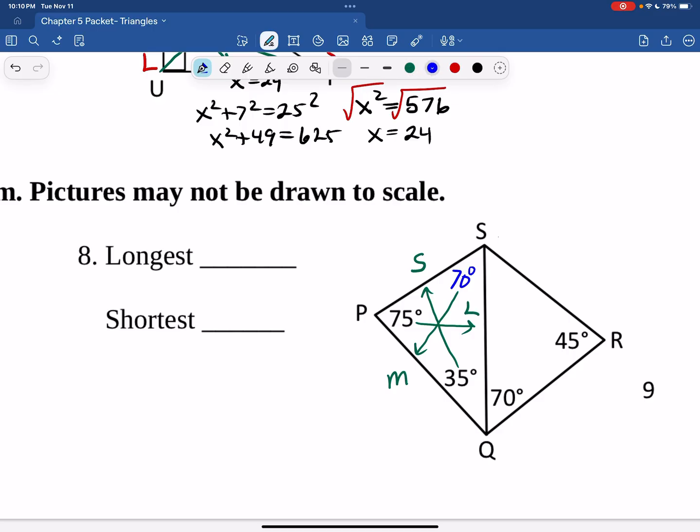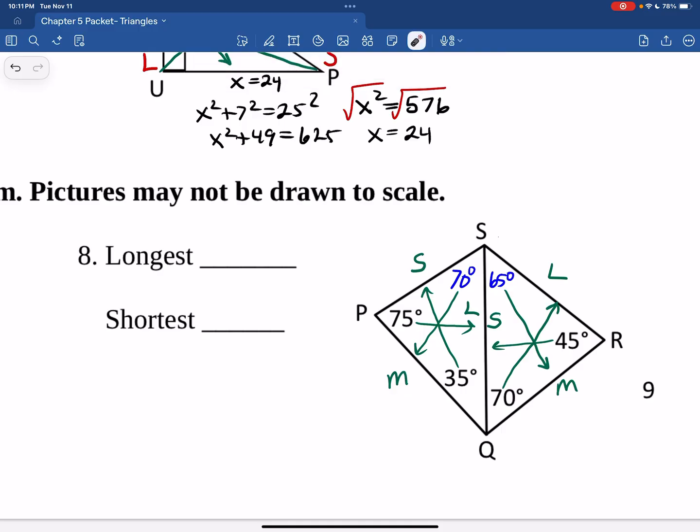Okay, go back to now. Let's look at SRQ. 70 and 45 is 115, which makes this 65 degrees. Okay, so I'm going to now do my angle thing. 45 is the smallest angle, so it is across from the shortest side. 65 is the medium angle, so it's across from the medium side. 70 is the largest angle, it's across from the longest side. So the same kind of thing plays out.